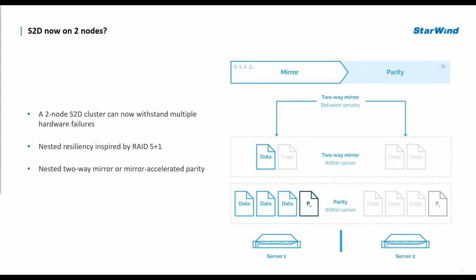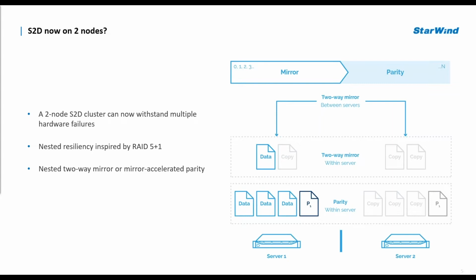So it's best to calculate the amount of data you will be using as hot data, and to base the capacity of the two-way mirror tier on that data, and then gradually flush it to the parity tier. Now, this is really good, and Microsoft finally gave us the 2-node S2D cluster configuration that is capable of withstanding a single node plus a single drive in the partner node failures.